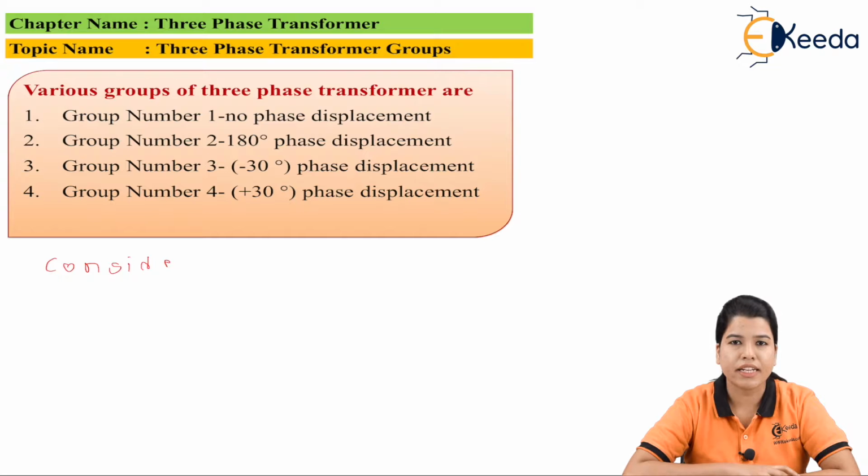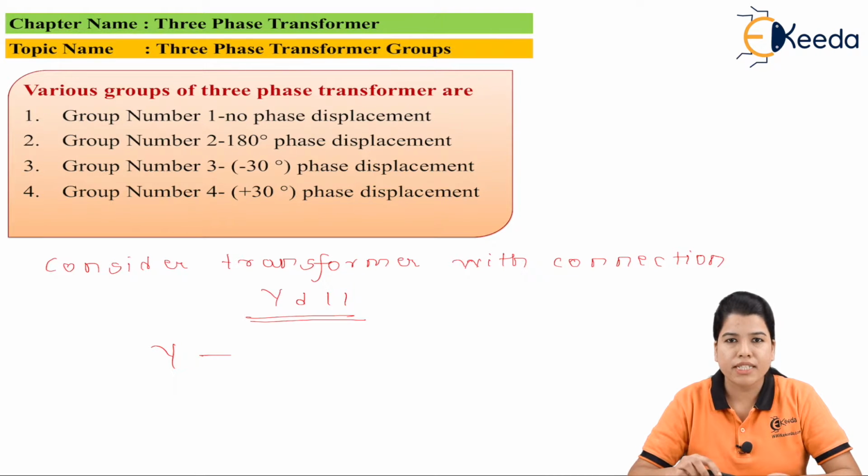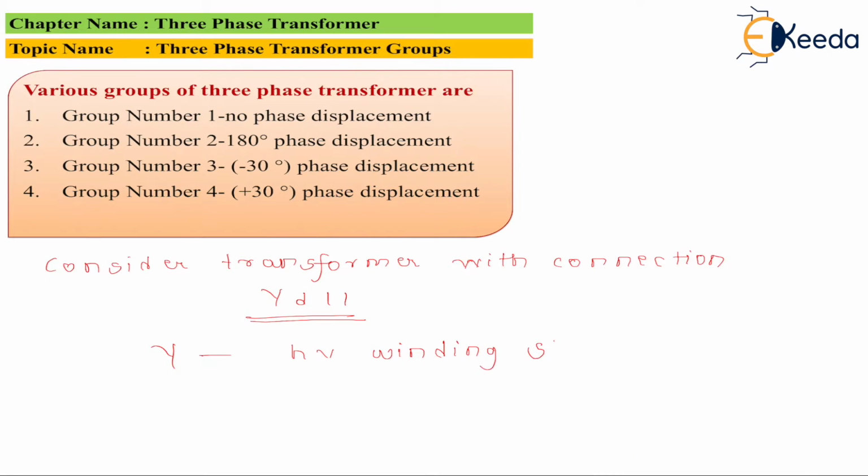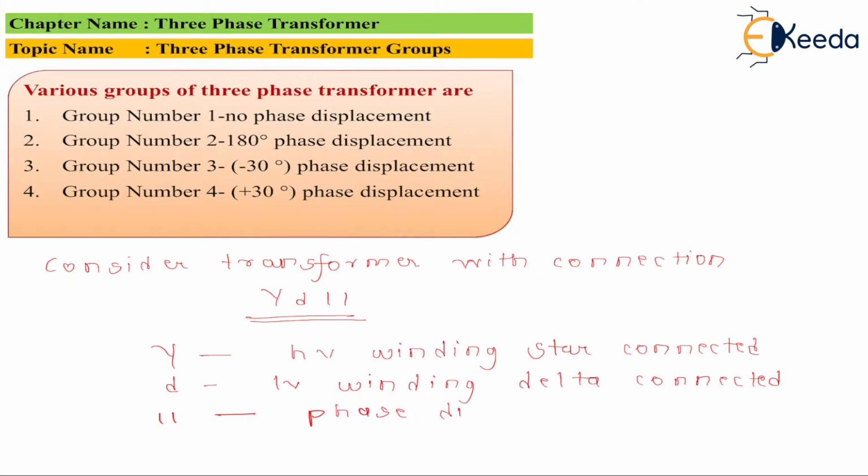Now consider that the transformer is having connection as YD11. Each value, that is Y, D and 11, signifies a particular value in the transformer connection. So let us see what is the significance. Here, Y indicates that the primary or the HV winding is star connected. Then D indicates that the LV winding or secondary winding is delta connected. Whereas the number 11 represents the phase displacement.